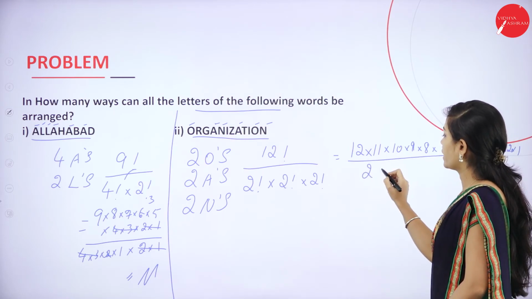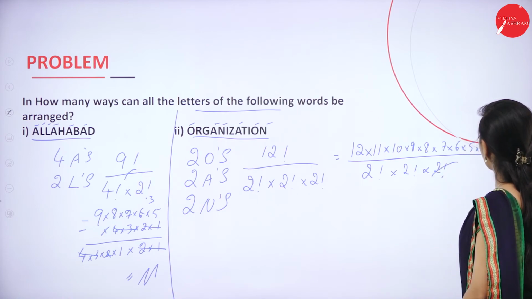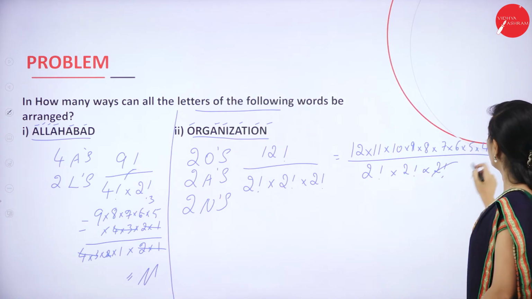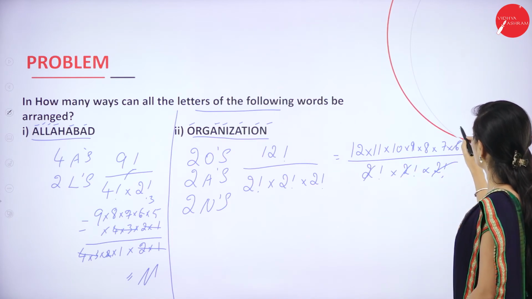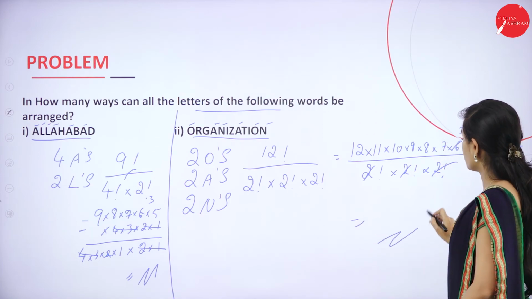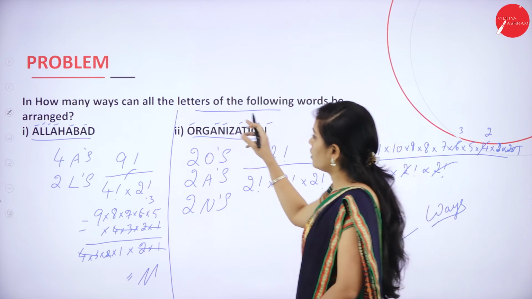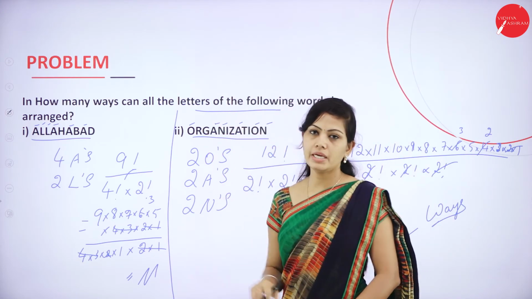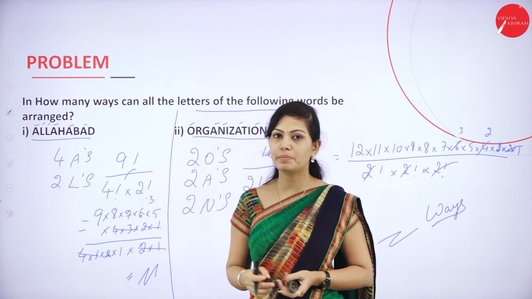And 2 factorial into 2 factorial into 2 factorial. The 2s get cancelled, and the ones, twos and threes cancel. Multiply these numbers, you will get the final answer. So easily you can find how many ways all the letters of the following words can be arranged. So this is a 2 marks question. Please practice all the problems. It is a very simple concept.